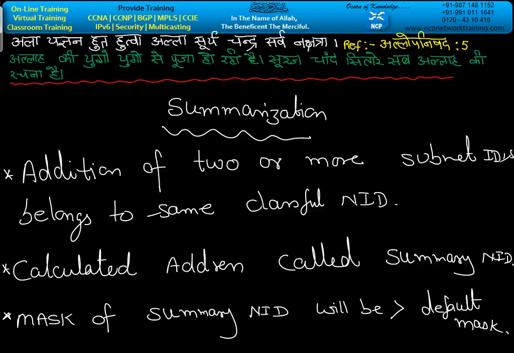The first point is addition of two or more subnet NIDs belongs to same class NID. Second point is calculated address called summary NID, and the third point is mask of summary NID will be greater than default mask.